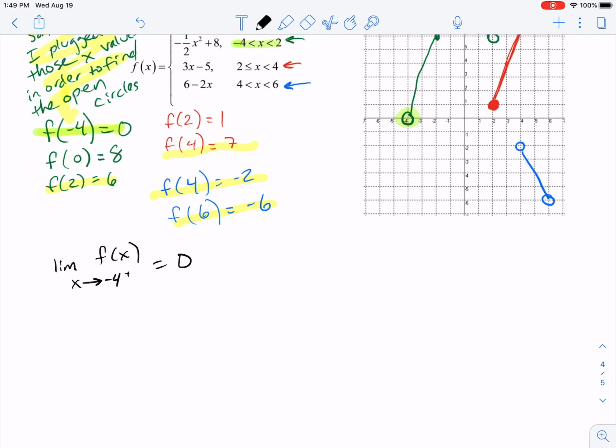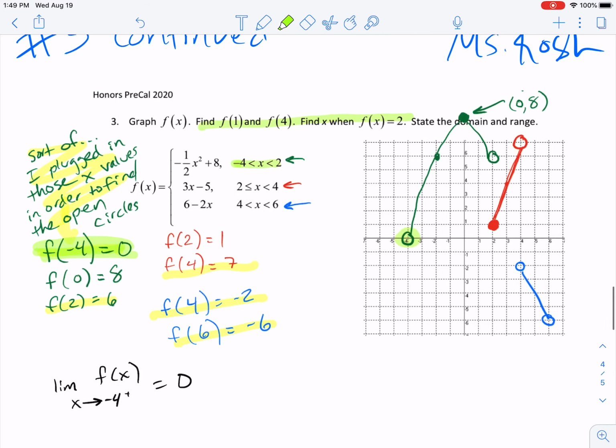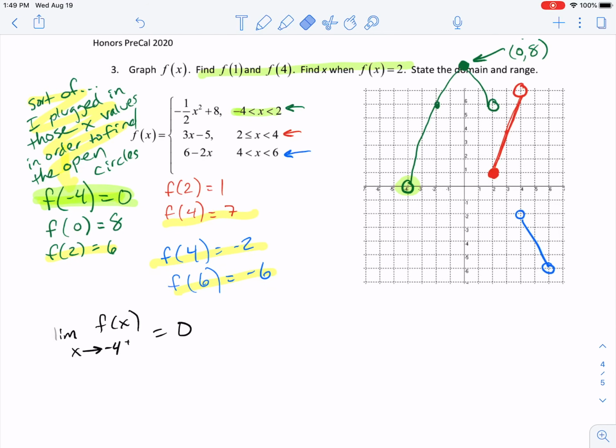Pre-cal, don't worry. We're going to teach this to you later. But technically, you'll learn that in calculus. This notation right here with f of -4 is equal to 0 is not accurate because it's not defined there. But I was trying to show you my thought process and everything that was happening. Hang on, I'm going to get rid of all this.